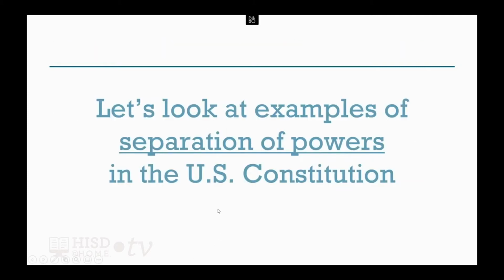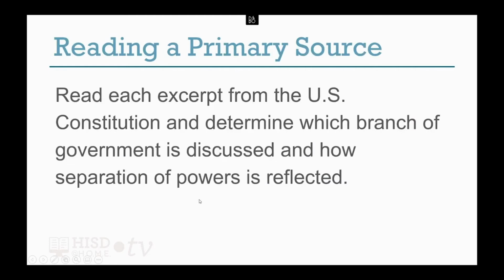All right, so now that we have defined separation of powers and we've done some reading about separation of powers, let's look at separation of powers in the US Constitution. So this is going to be a little bit trickier. Right, so when we read this primary source, when we read the US Constitution, we're going to read it together. We're going to determine which branch of government is discussed in each part of the Constitution, and then identify how separation of powers is reflected in the part of the document. Okay, we're going to go ahead and do the first one together.